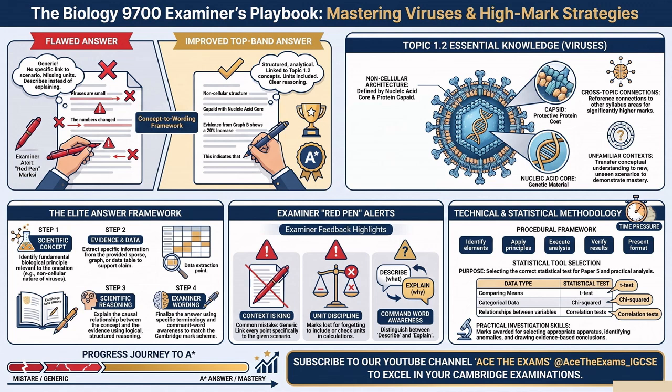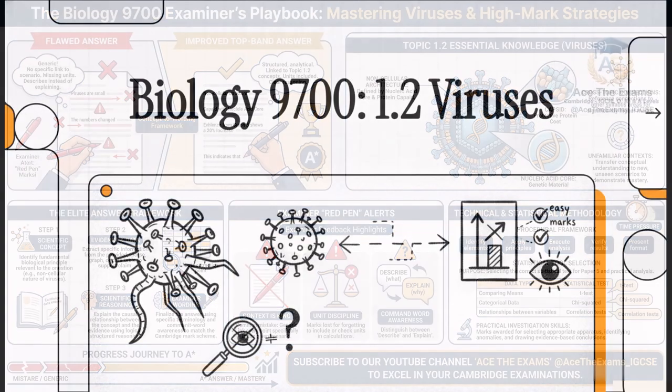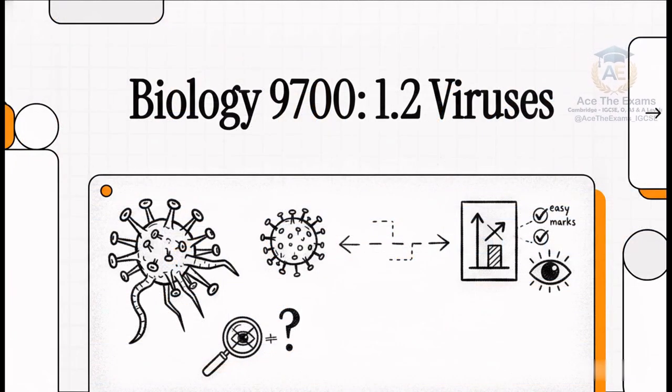You know, the difference between a B and an A star in Cambridge biology often honestly comes down to one tiny, easily avoidable mistake on syllabus section 1.2, viruses. We're jumping right into this explainer today because I really want to expose a critical error that students make year after year. It's the kind of error that can literally cost you an entire grade boundary before you even realize you've made it.